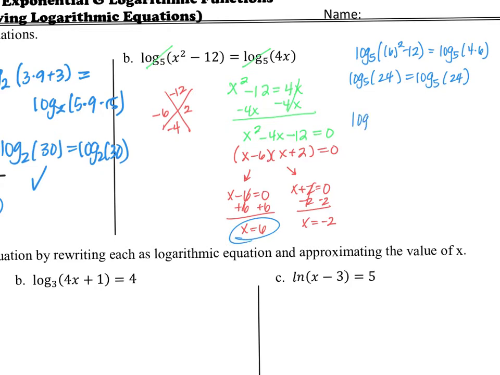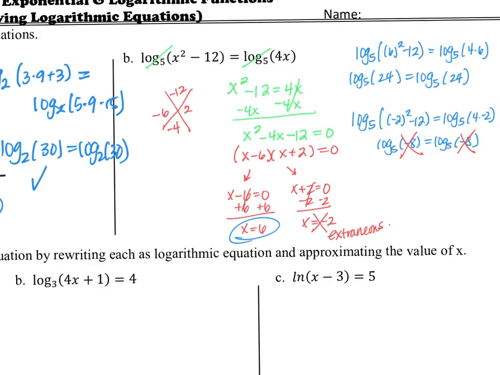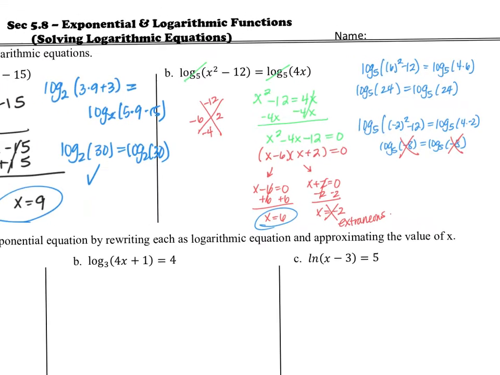Now let's check the other one. We have log base 5 of negative 2 squared minus 12. Does that equal log base 5 of 4 times negative 2? Well, we do have that log base 5 of negative 8 does equal log base 5 of negative 8. However, you cannot have logs that have negative numbers like that, okay? So therefore, this one is going to become extraneous, okay? All right, so now let's go to the next section.